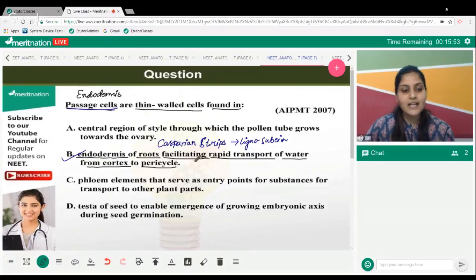Exactly, Meenakshi. So passage cells are basically allowing the directional movement of water directly to the xylem, giving them a kind of guide to move to the xylem. Okay, very fine. I can see many of you already having the right answer at your end.